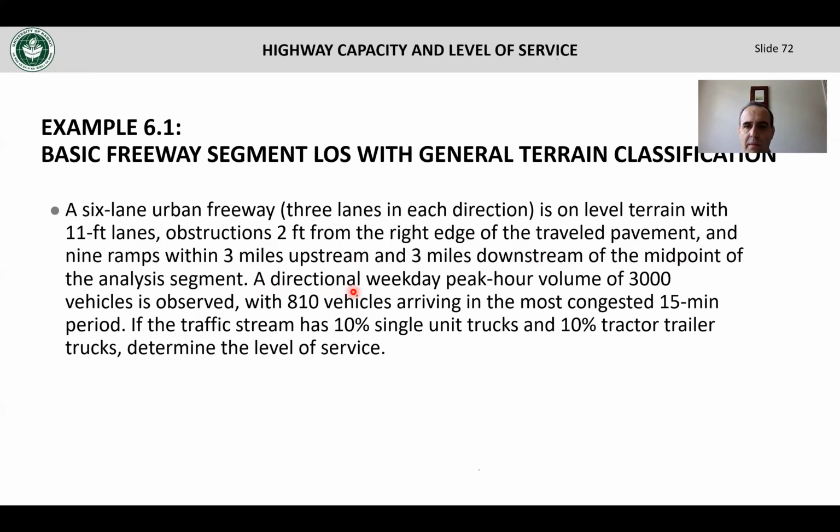A directional weekday peak hour volume of 3,000 vehicles is observed, with 810 vehicles arriving in the most congested 15-minute period. If a traffic stream has 10% single unit trucks and 10% tractor-trailer trucks, determine the level of service. As usual, a lot of these problems are very verbose, and one of the things you have to do is distill the information that is given to you.